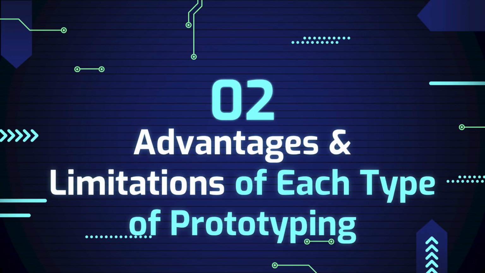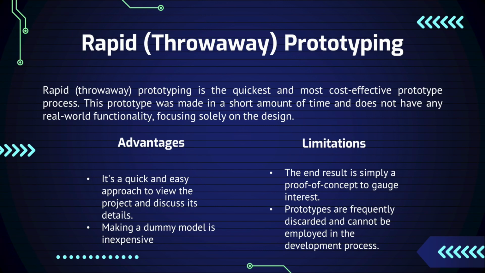2. Advantages and limitations of each type of prototyping. Rapid throwaway prototyping. Rapid or throwaway prototyping is the quickest and most cost-effective prototype process. This prototype was made in a short amount of time and does not have any real-world functionality, focusing solely on design. Advantages. 1. It's a quick and easy approach to view the project and discuss its details.